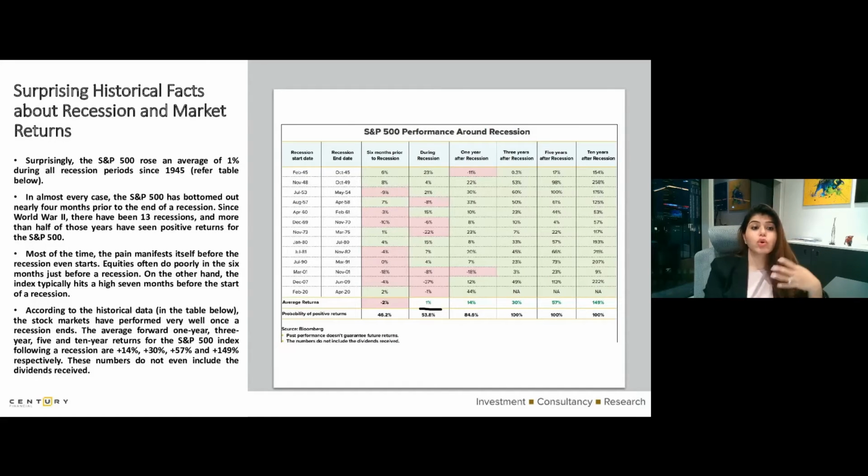there's a recession. So the S&P 500 has bottomed out nearly 4 months prior to the end of recession, and in fact they have lost 6 months before recession. So equities often tend to do poorly in the 6 months prior to a recession. It's often observed that the index typically hits a high 7 months before the start of recession. So before recession actually even starts, markets correct well in advance, like 6 to 7 months prior, we see a correction in markets.